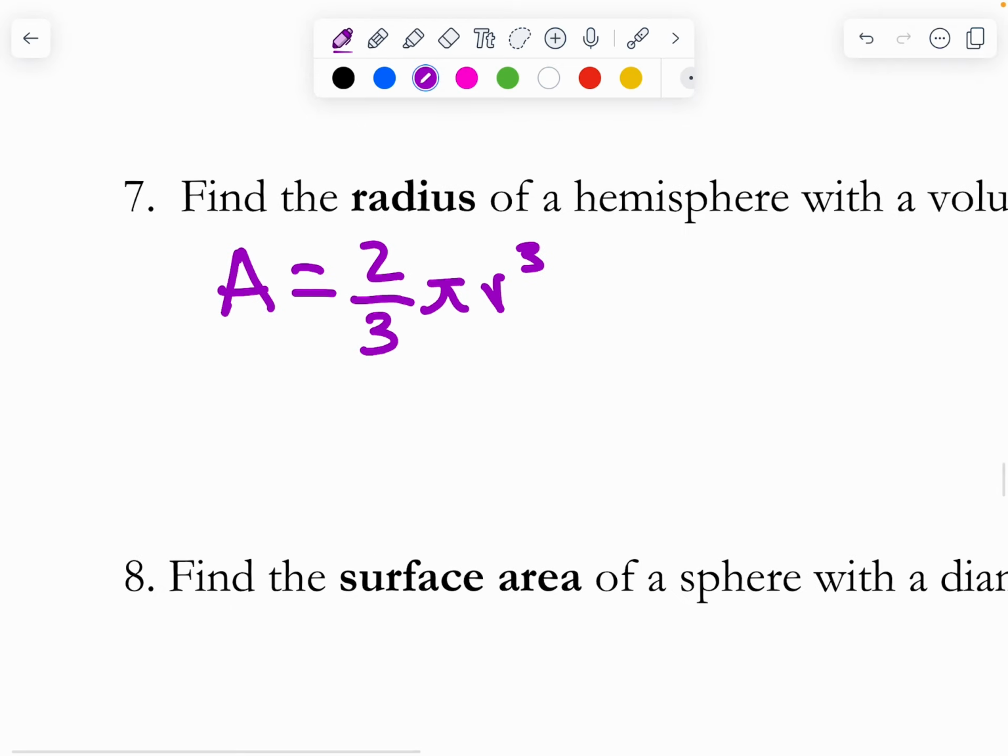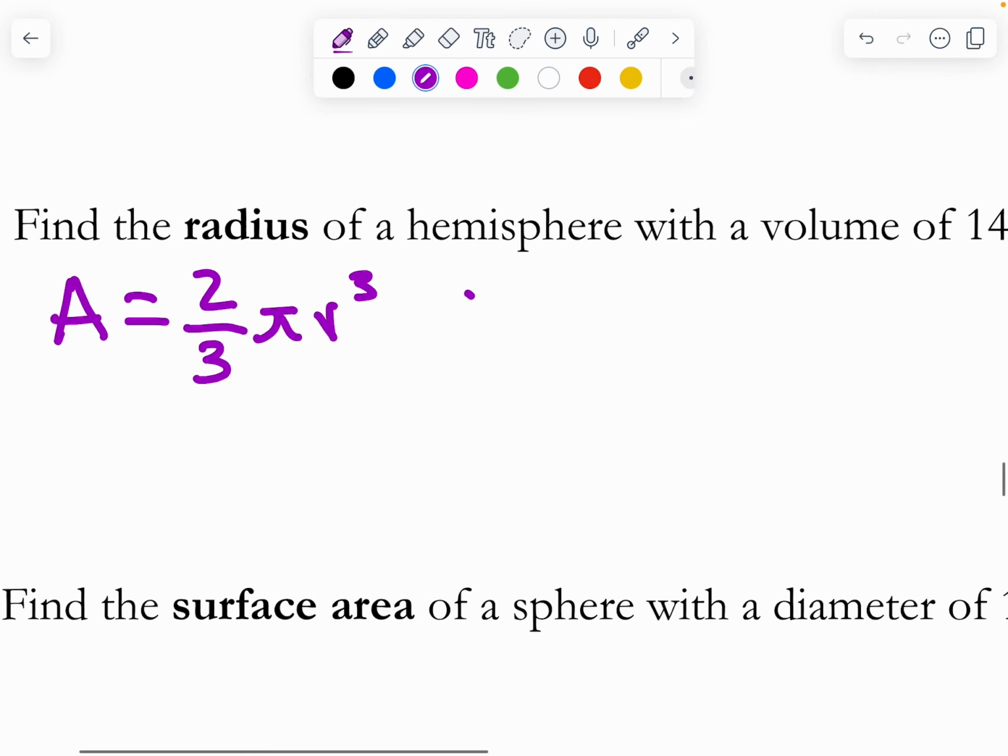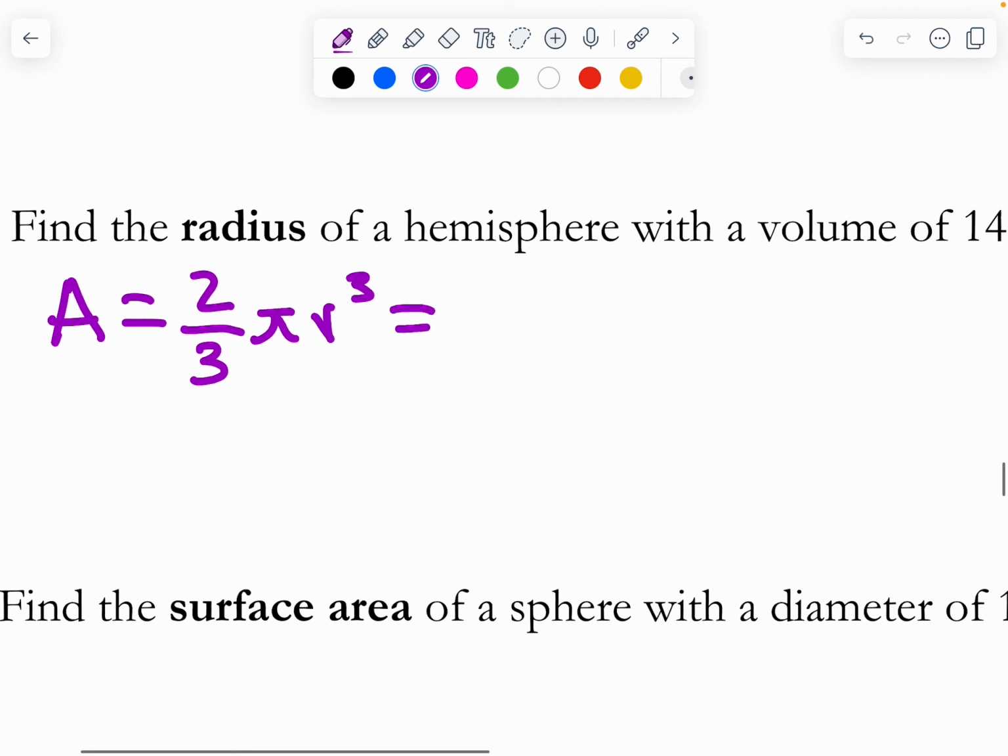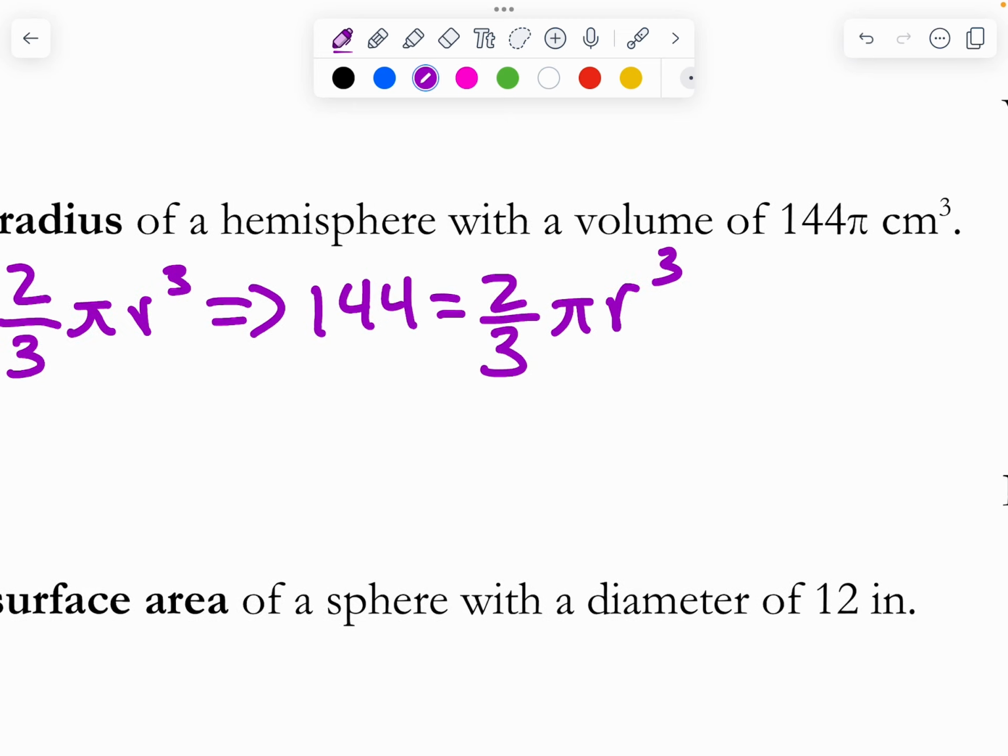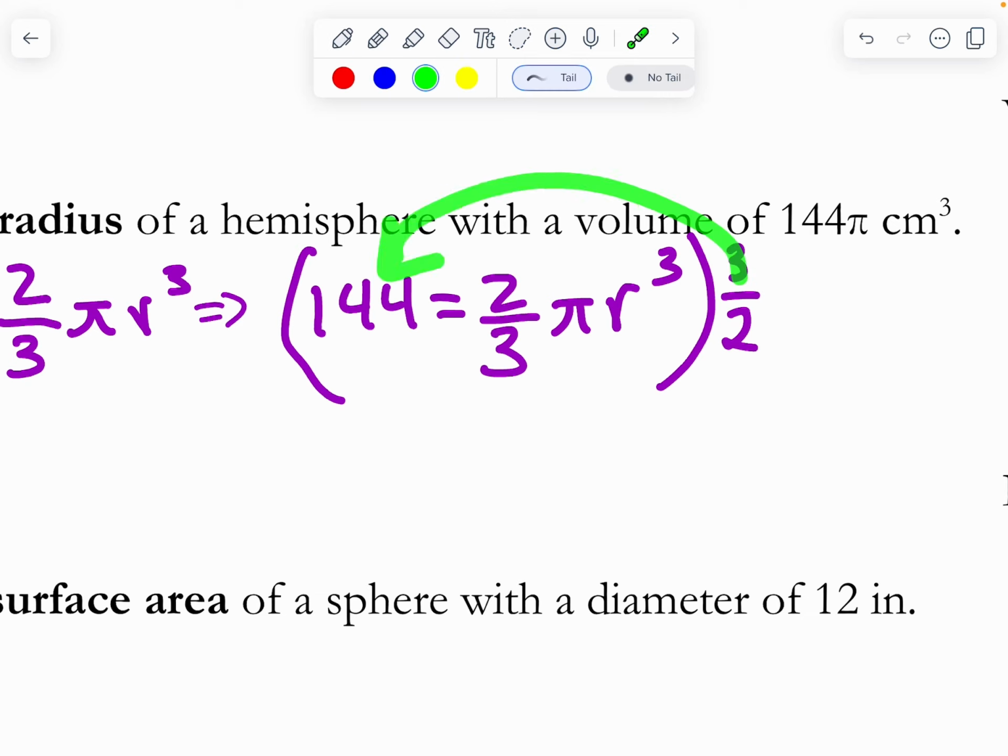All right. So my first thing here is let's just plug things in. If my area is 144, this is 2 over 3 pi r cubed, right? Then the only way we can get rid of 2 over 3 is by multiplying by the reciprocal. You guys remember that, right? We're going to multiply the entire thing by 3 over 2. All of it. The entire thing.